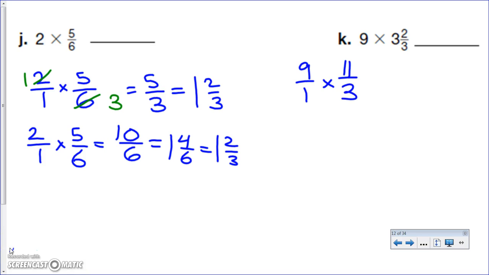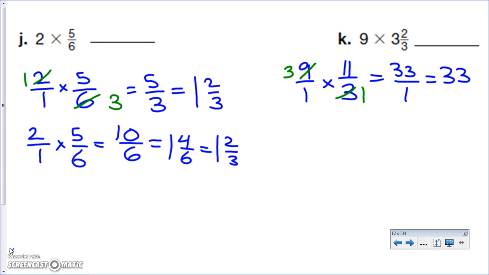And this is again one where we can cross simplify. We can divide 9 and 3 both by 3. So 3 times 11 gets us 33. 1 times 1 is 1, and that gets us 33 as a whole number.